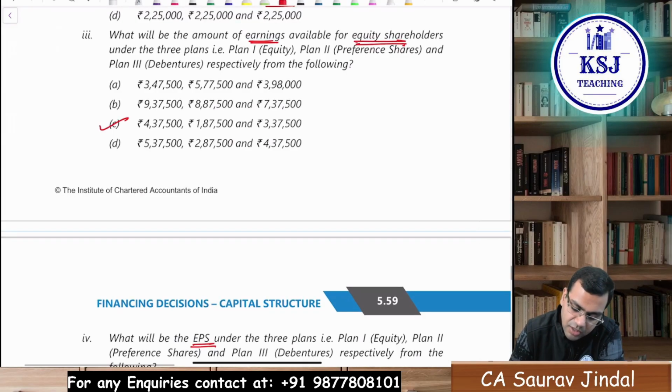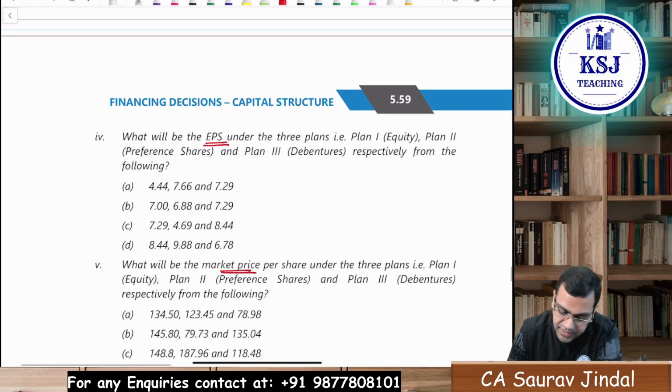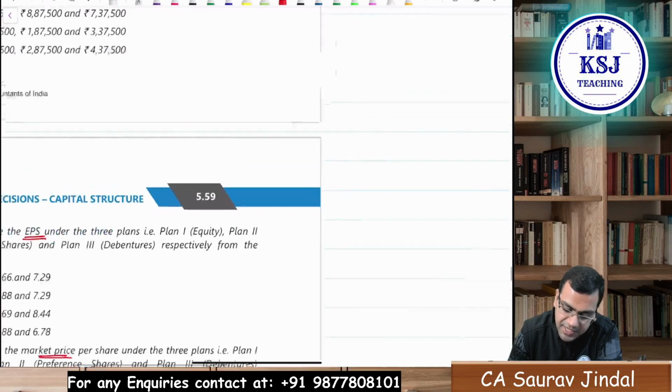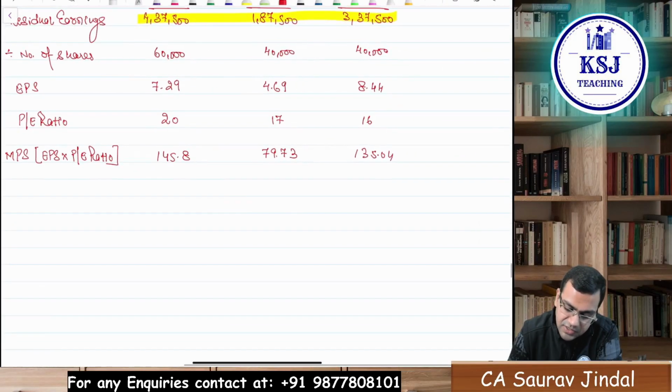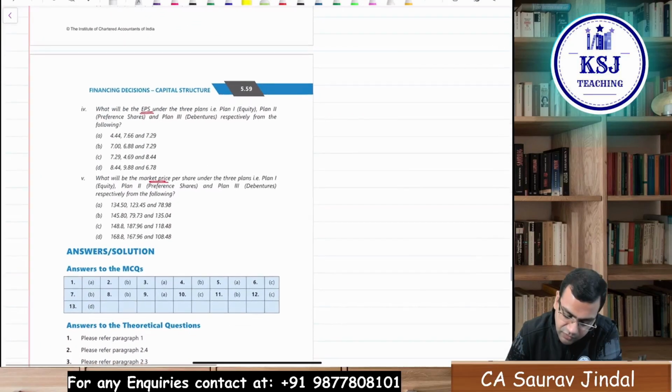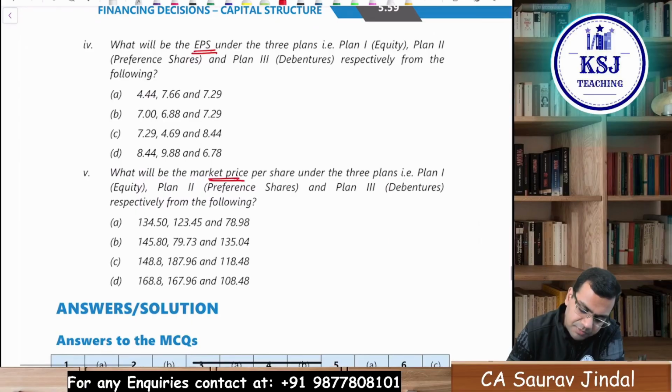Again, you have option C. The next question they are asking is: what will be the EPS under the 3 plans? We have already calculated the EPS under the 3 plans: 7.29, 4.69 and 8.44. Again option C.